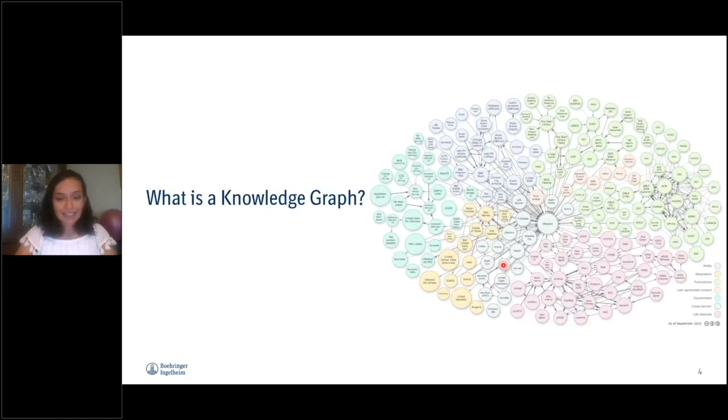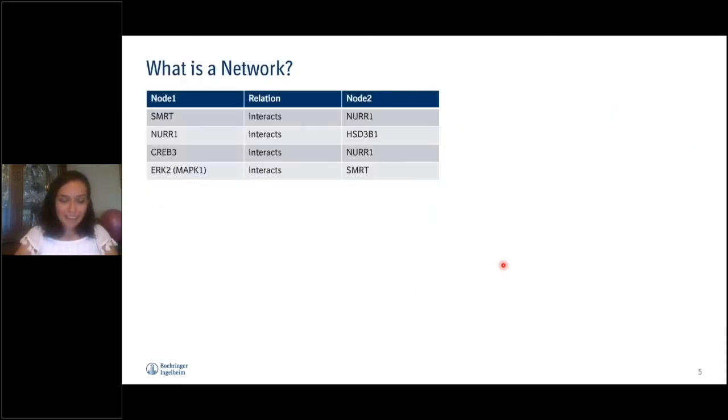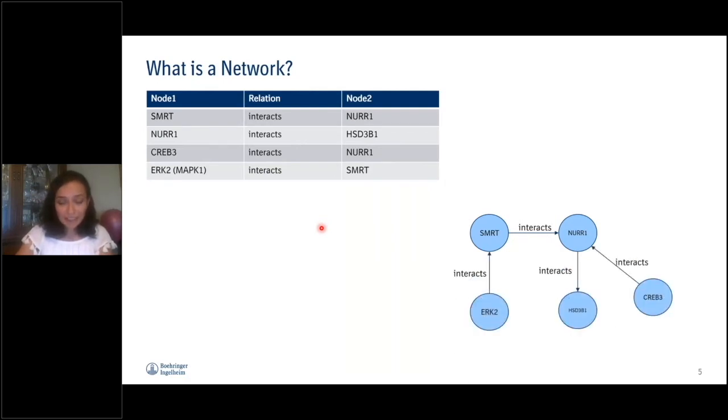What's a knowledge graph? First I will start by defining a network. Assume that we have protein interaction data in a tabular format, where the node 1 column defines a protein, the node 2 column defines another protein, and their interactions are defined in the relation column. If we convert this tabular format into a network format, we turn the proteins into nodes, bubbles, circles, and the relations into edges, and then we would have a network, right?